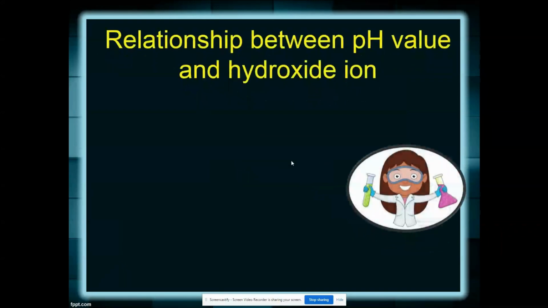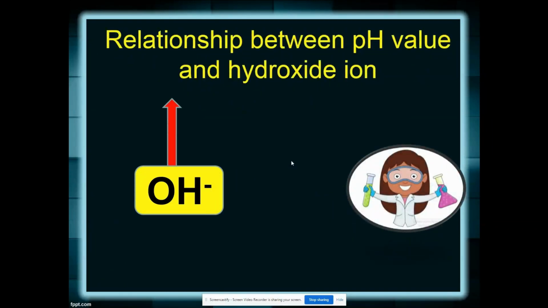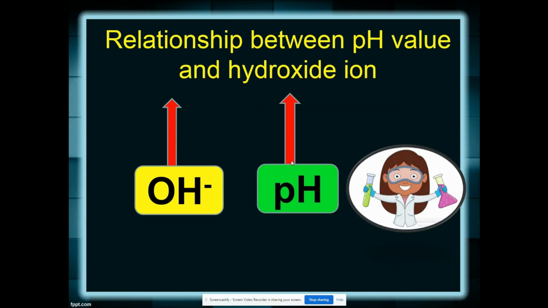Now, what is the relationship between pH value and hydroxide ions? Any substance with a pH value greater than 7 is considered alkaline. So, how we classify them is alkaline. I want you to relate to the previous lesson on strong alkali and weak alkali.